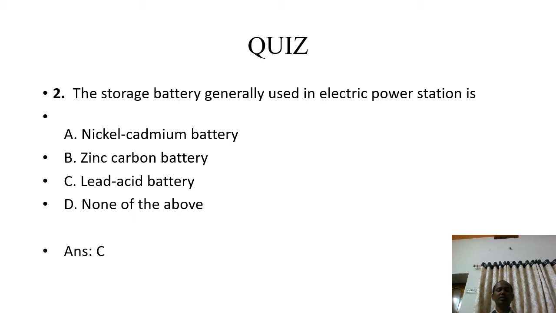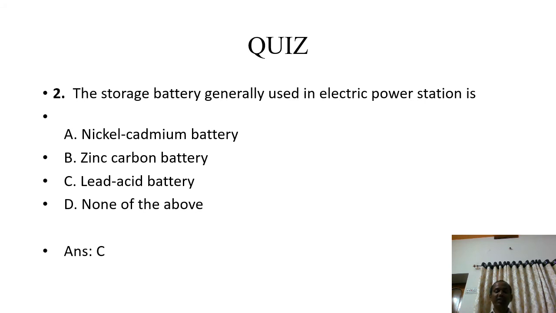Next question. All of you answer this question. The storage battery generally used in electric power stations, right? Why are they used? What are the important applications of batteries? We are using them in automobiles, substations, and generating stations. These are secondary cells, secondary type of batteries only. They provide a long life, so we can use them for automobiles, substations, and generating power plants.